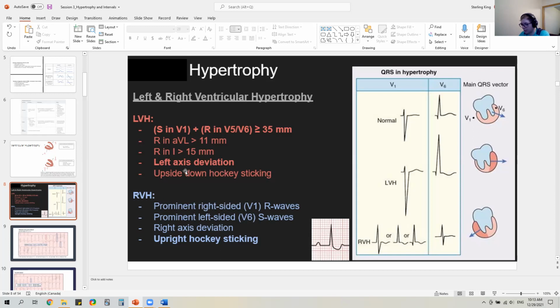There's also, of course, we talked about the axis deviation, something called upside down or upright hockey sticking. Essentially, it's going to look like a whoop right here, like a hockey stick with a curve. I think concave is the shape that they describe it as. Essentially, it just kind of stands out as a weird repolarization, or kind of just after.